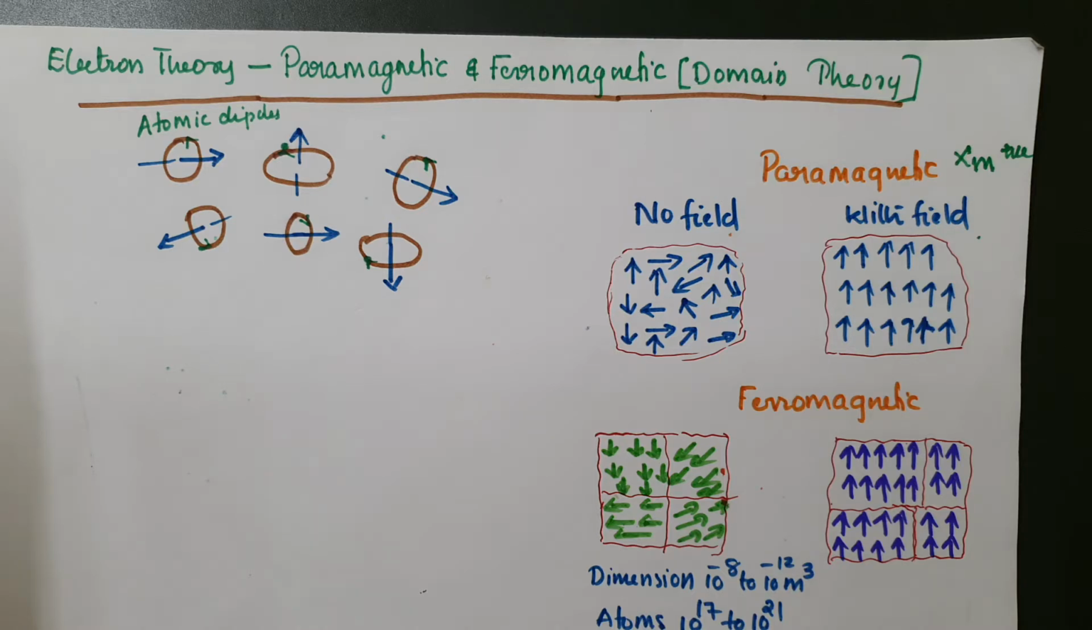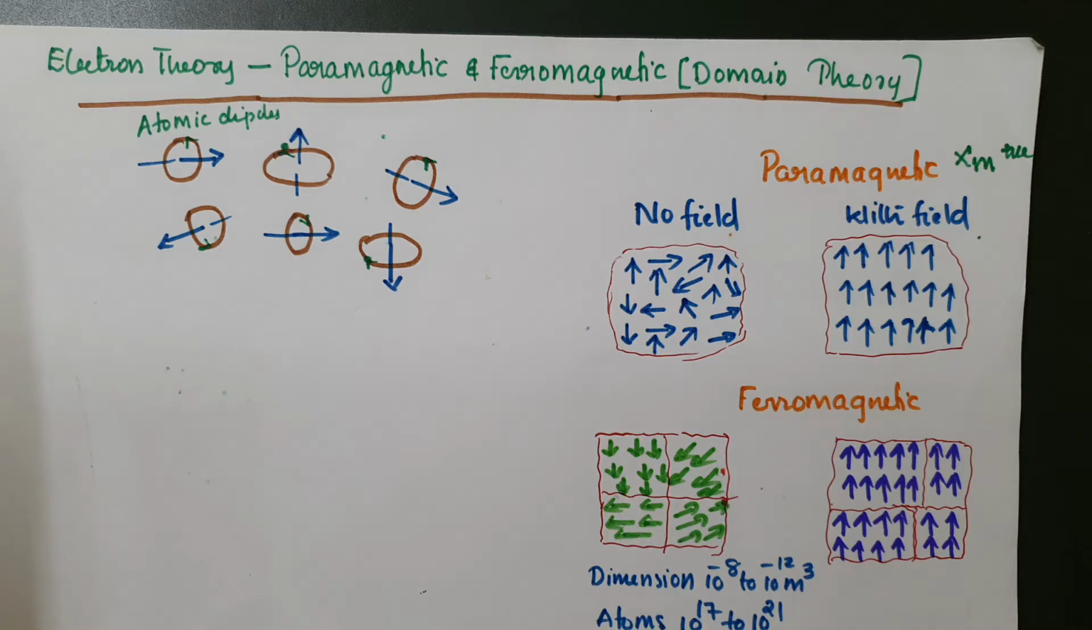Because the electron is a charged particle in motion, it produces a magnetic field. And hence, the resultant magnetic moment of the atom will be the vector sum of the orbital magnetic moment and the spin magnetic moment.